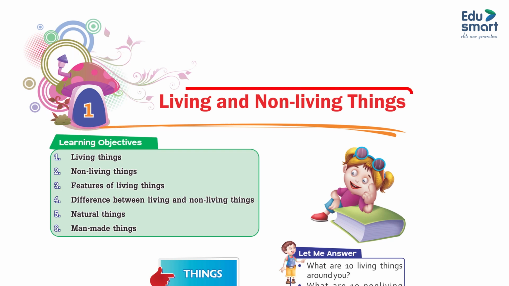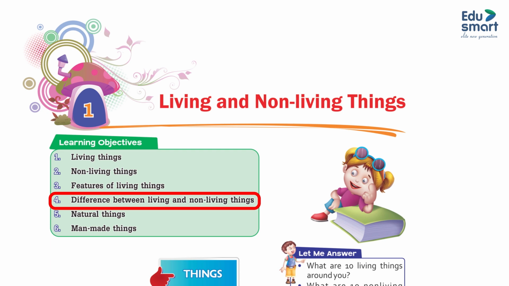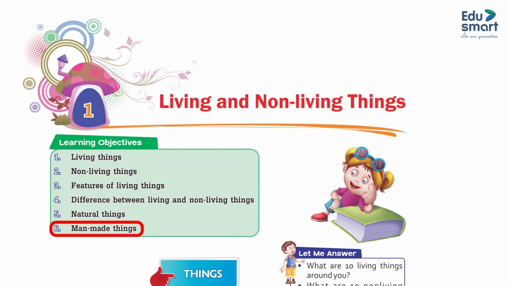Chapter 1, Living and Non-Living Things. Learning Objectives. 1. Living things. 2. Non-living things. 3. Features of living things. 4. Difference between living and non-living things. 5. Natural things. 6. Man-made things.